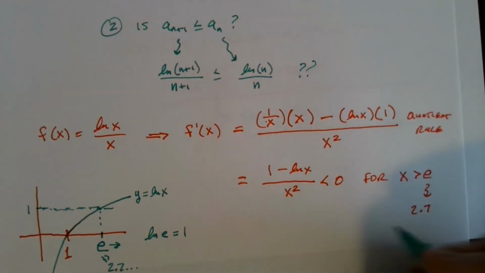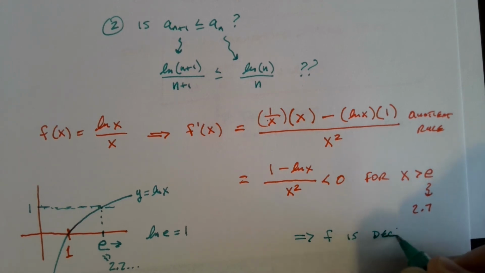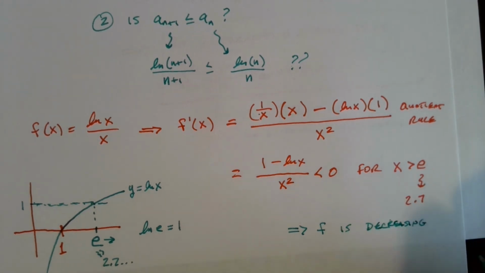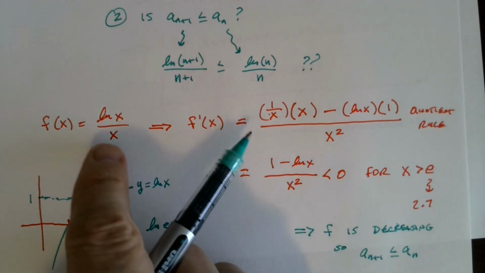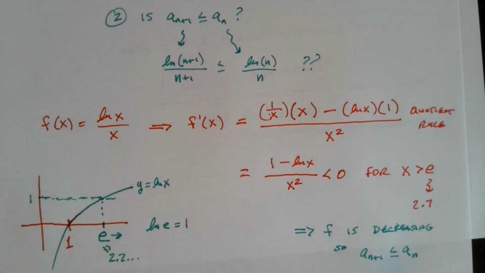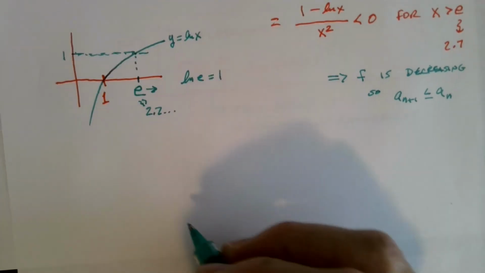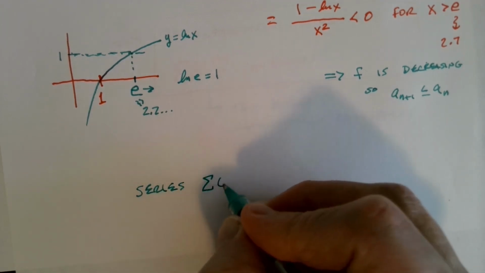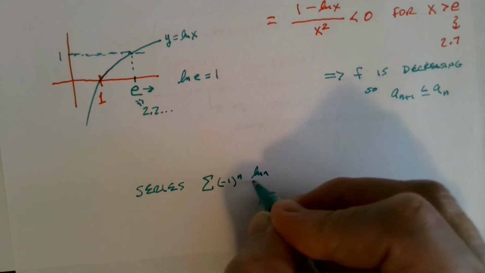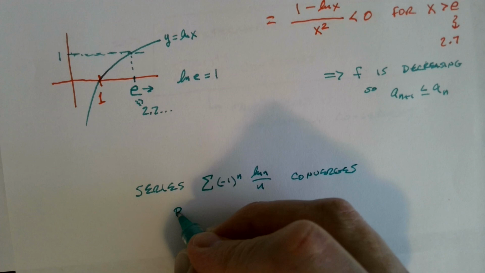So this confirms that f is decreasing, and so we know that a sub n plus 1 must be less than or equal to a sub n, the corresponding sequence that passes through the points of this particular function here. So with those two things satisfied, we can now say that the series that we started with converges by the alternating series test.